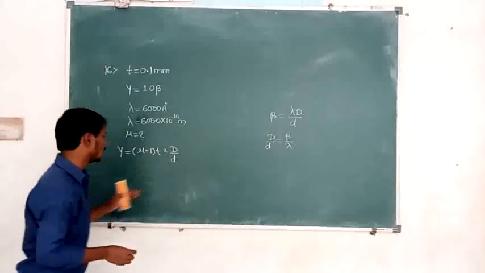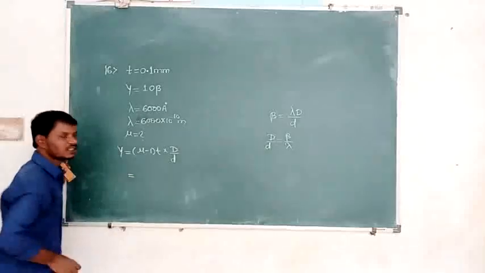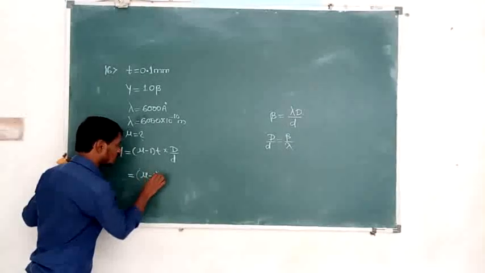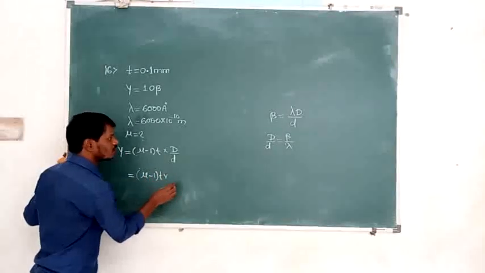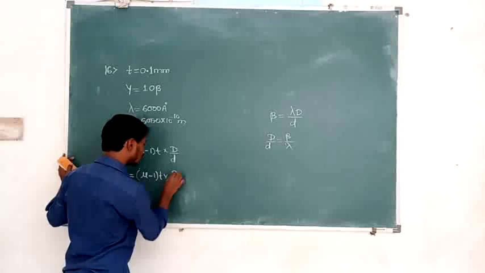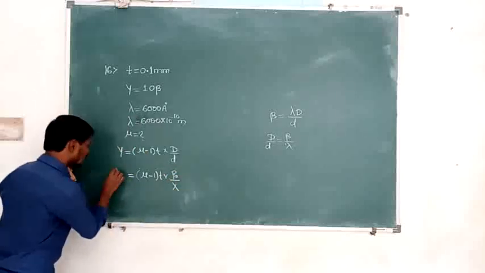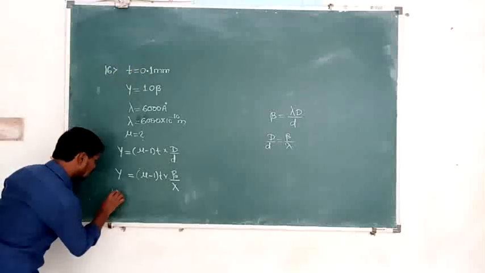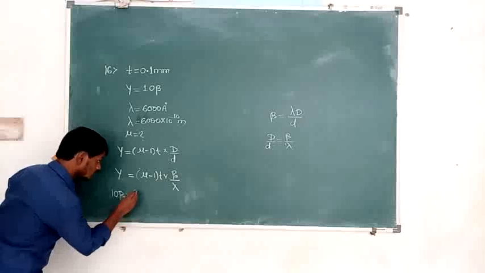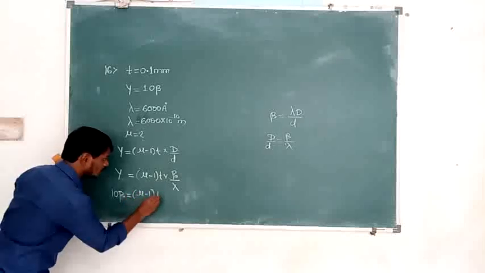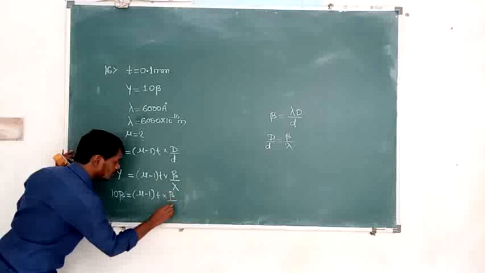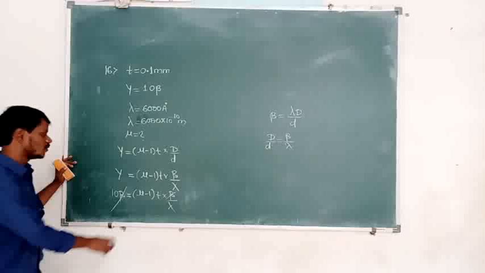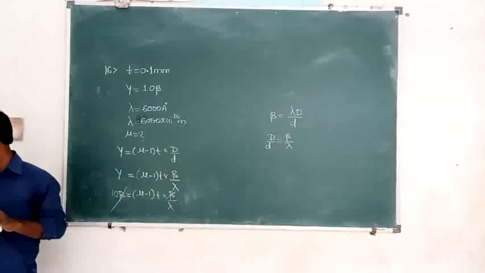So I will replace here. You studied about this in applications of the double slit experiment. It is mu minus 1 into t, and capital D by small d is nothing but beta by lambda. Then what is y? Y is nothing but 10 beta. So 10 beta is equal to mu minus 1 into t into beta by lambda. So beta gets cancelled. What is our aim? Our aim is to find mu. I hope you will solve this question.